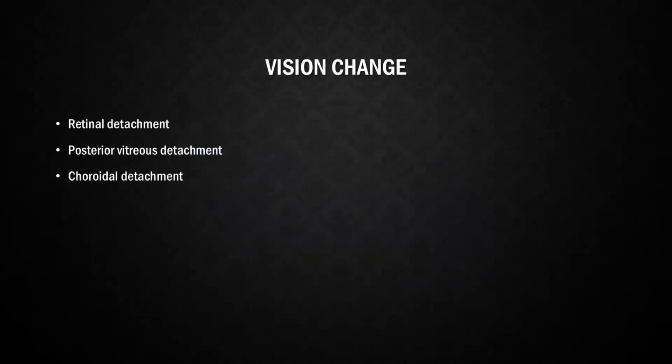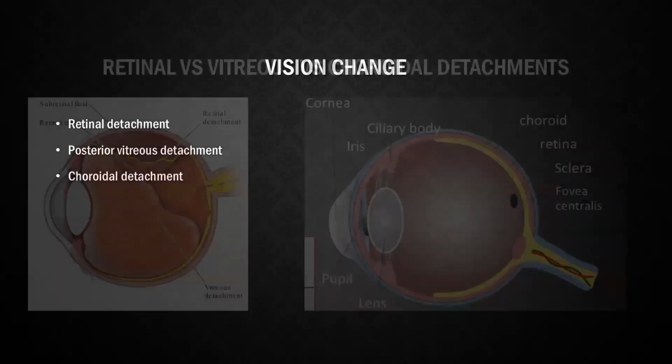Okay, so ultrasound and vision changes. So there are several different detachments. They're relatively easy to get mixed up, especially if you're not familiar with them. So we're going to review some anatomy first.